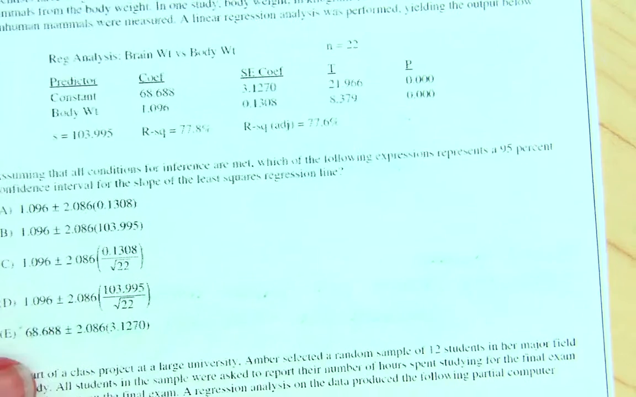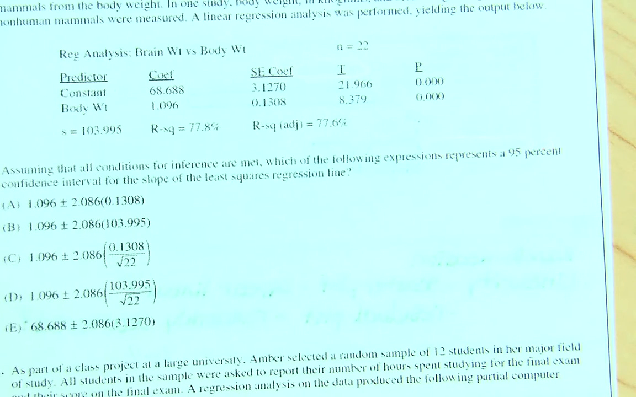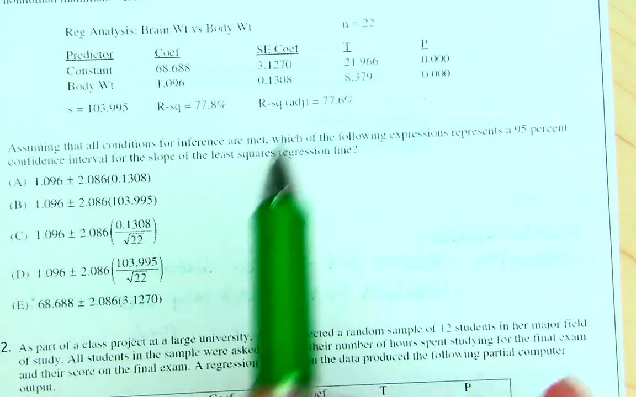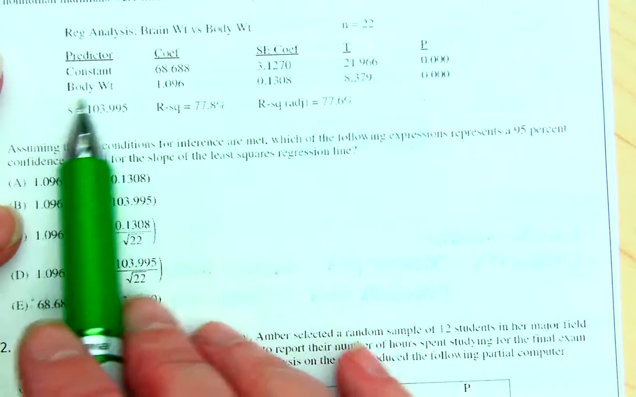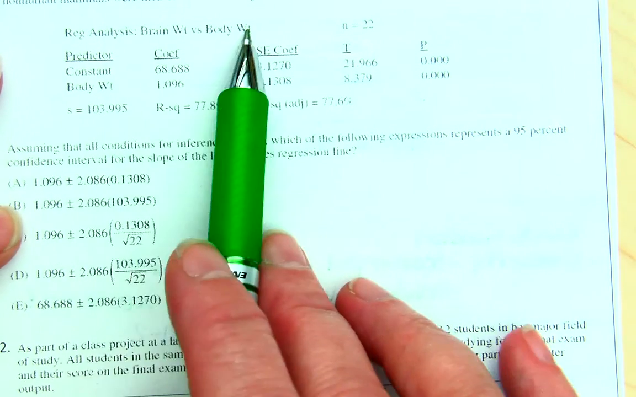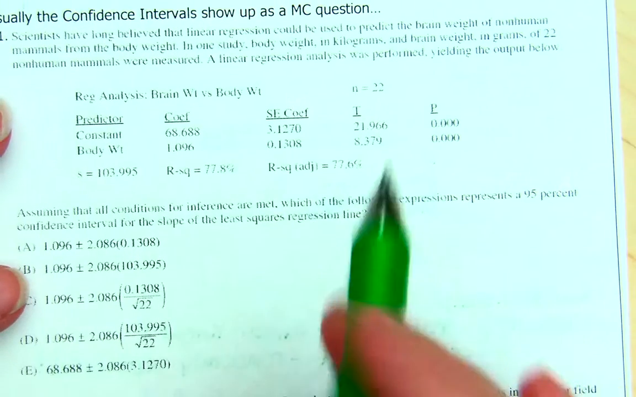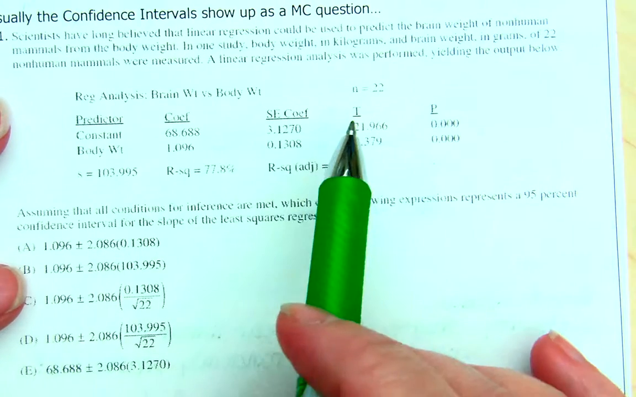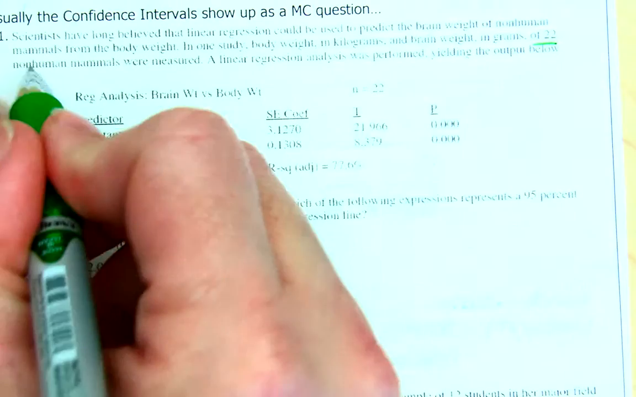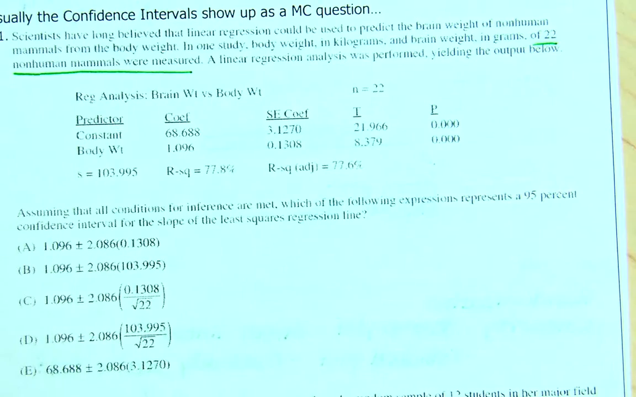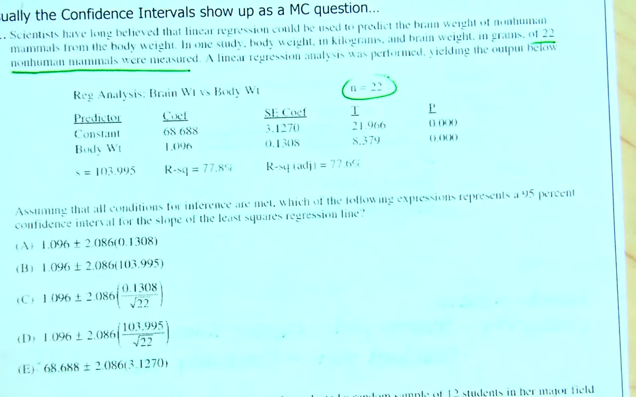Okay, let's look at the backside. Backside is just some multiple choice questions that are things that you may encounter. So here it's looking at the body weight versus brain weight of some individuals. So it says 22 non-human mammals were measured. So that's our sample size is 22. So that's what they give us right there, n equals 22.